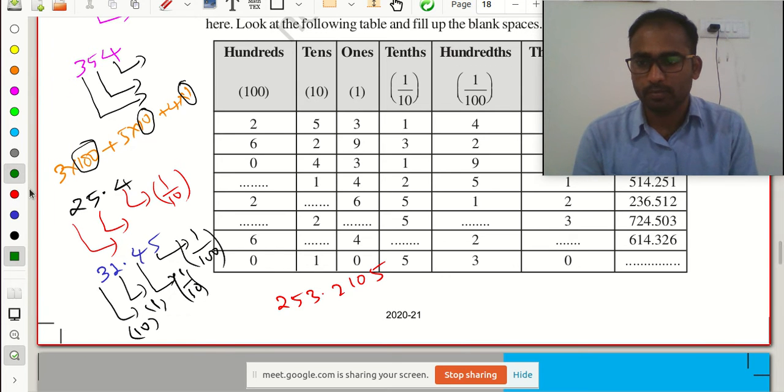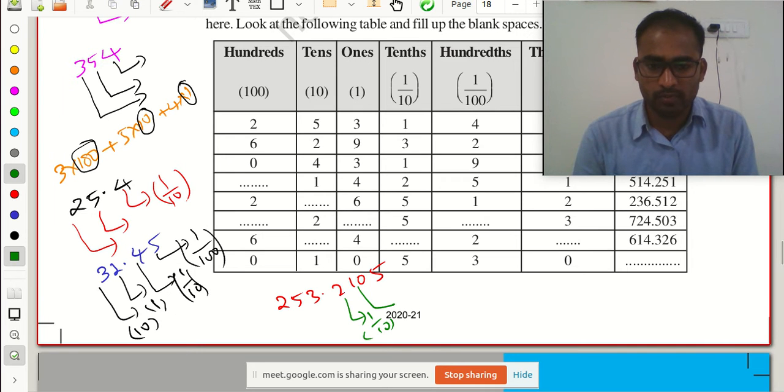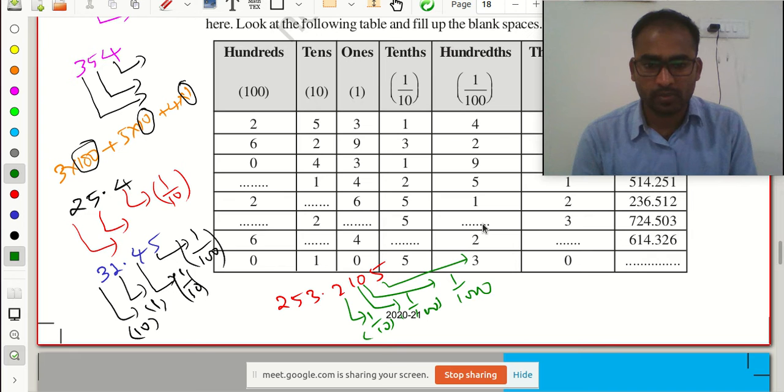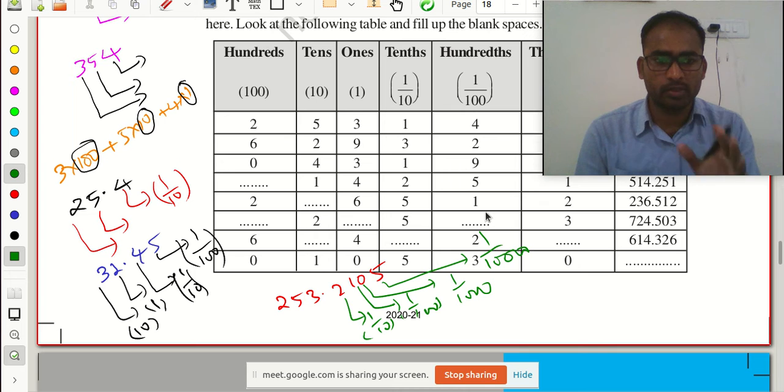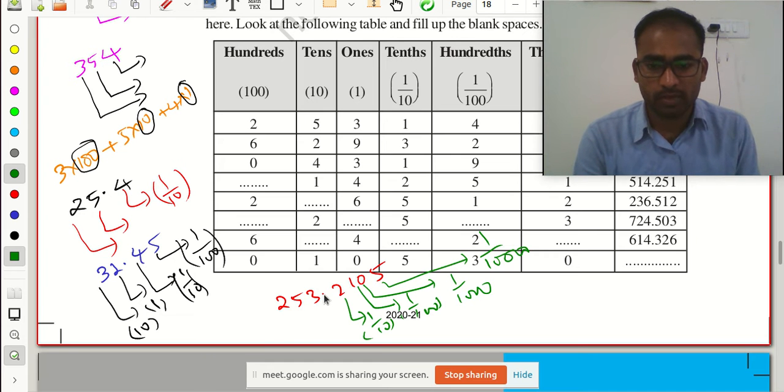Now here this 2 is in a 1 by 10s place, this 1 is in a 1 by 100s place, this 0 is in a 1 by 1000, means this 5 is in a... Yes, what you need to understand from this one is that after decimal, how many numbers are there, based on that our number of zeros will be there. Here how many numbers are there after decimal? 1, 2, 3, 4. So that is why here maximum we need 4 zeros.